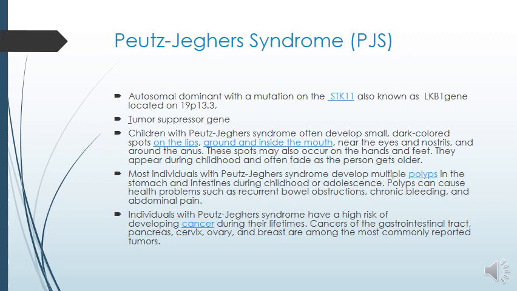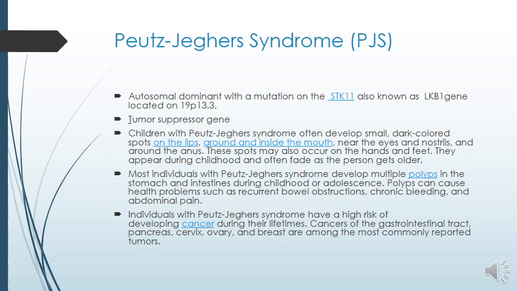Children who are born with Peutz-Jeghers syndrome often develop small dark colored spots on the lips, around and inside the mouth, near the eyes and nostrils, and around the anus. These spots may also occur on the hands and feet. They appear during childhood and often fade as the person gets older.